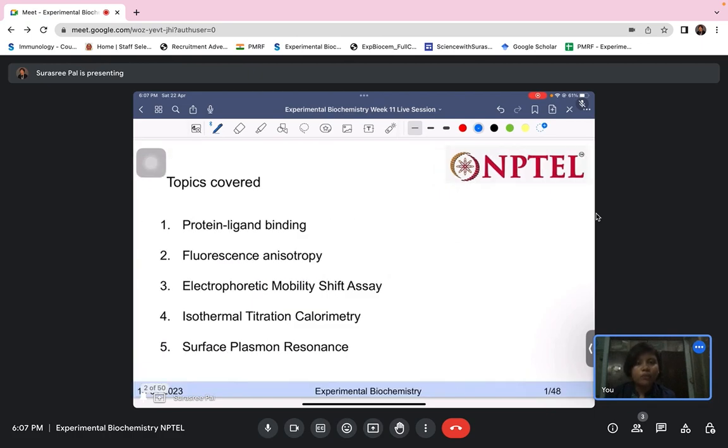In today's session, we are going to talk about protein-ligand binding, fluorescence anisotropy, electrophoretic mobility shift assay, isothermal titration calorimetry, and surface plasmon resonance. So these techniques we are going to discuss in light of protein-ligand binding, and how to determine the dissociation constant when a protein binds to a ligand, and what are the thermodynamic parameters that we can calculate when a protein binds to a ligand. So we are going to discuss that in today's session.